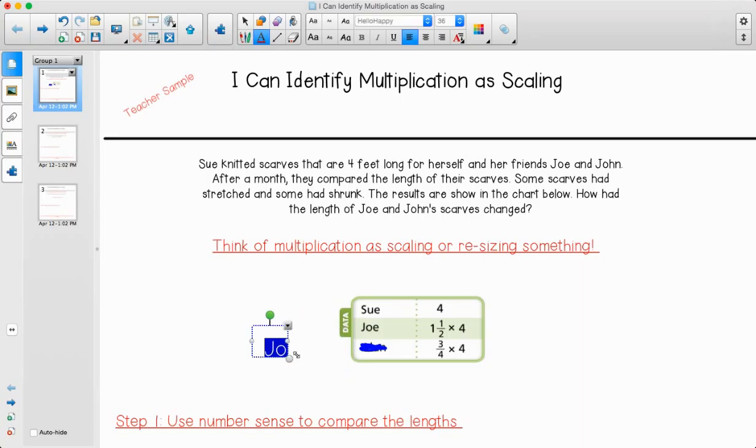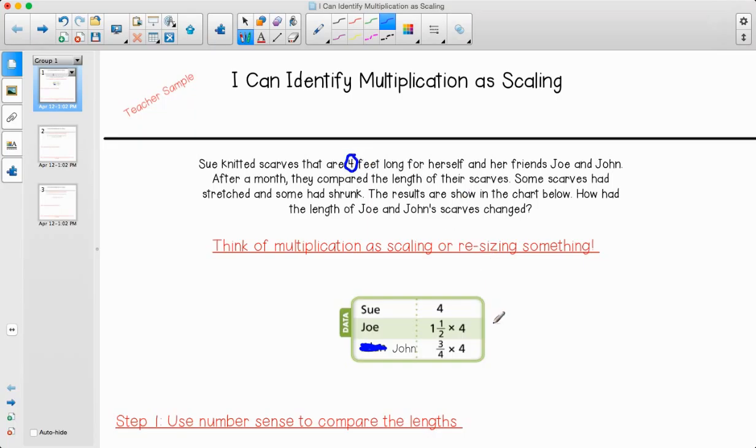So there's John's. Okay. So let's just start with the cubing strategy, circling any key numbers. So we have 4 feet. And then we also have these numbers down here that I'm just going to put a little dot next to so that I know to come back to them. I'm underlining the question. How had the length of Joe and John's scarves changed?